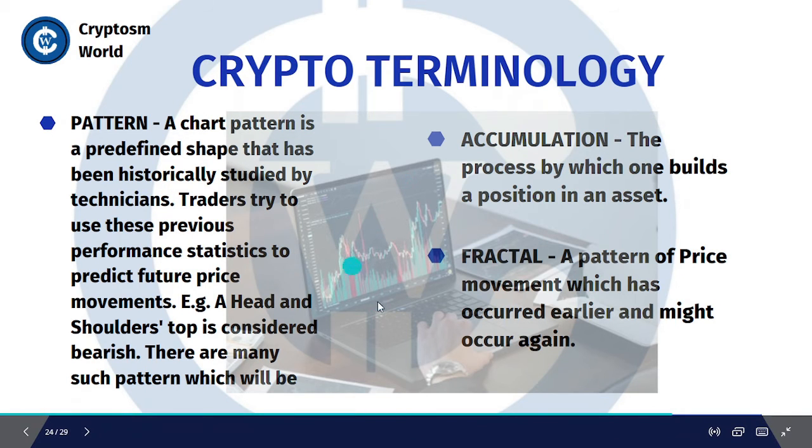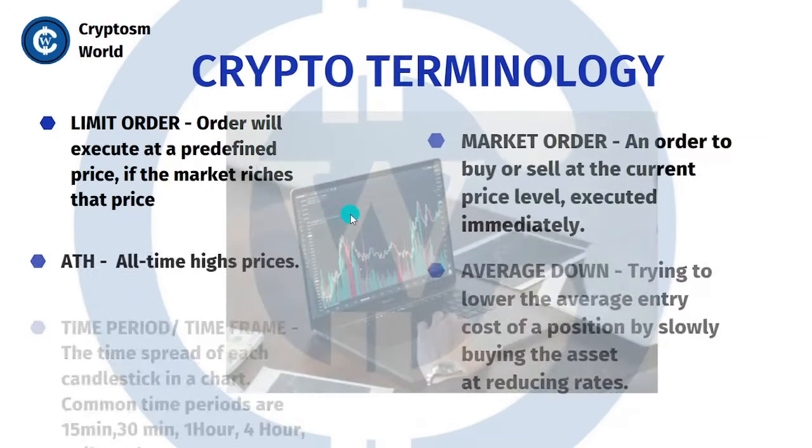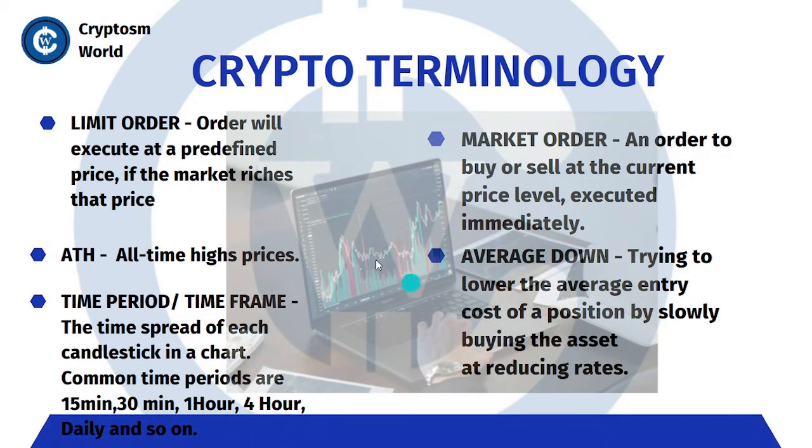Accumulation is the process of accumulating so many coins and building wealth, like we talked about in the beginning of this introduction. Now, what exactly is a fractal? A fractal is a pattern of price movement which has occurred earlier and might occur again. You need to know this when traders say fractal.